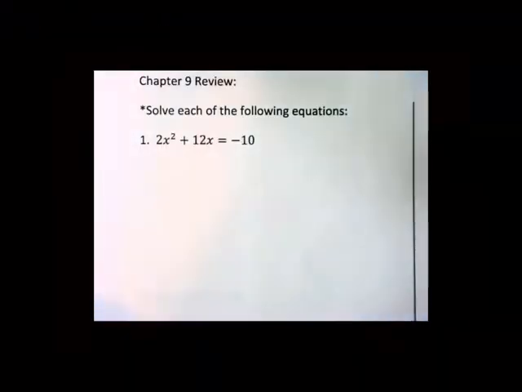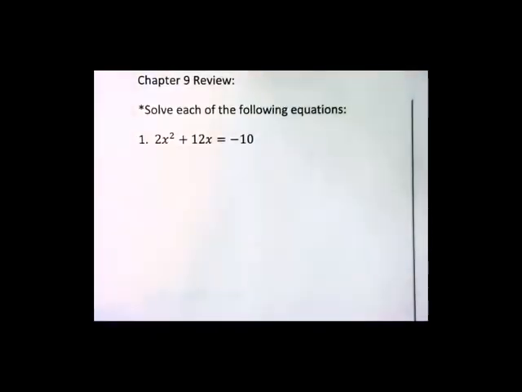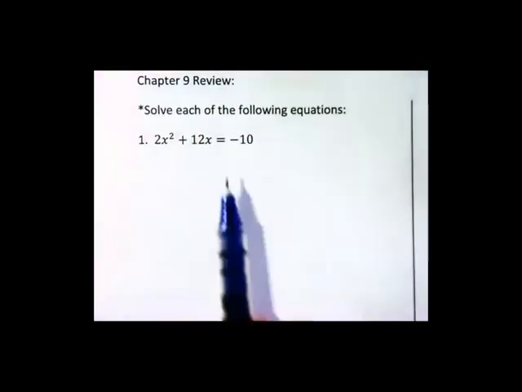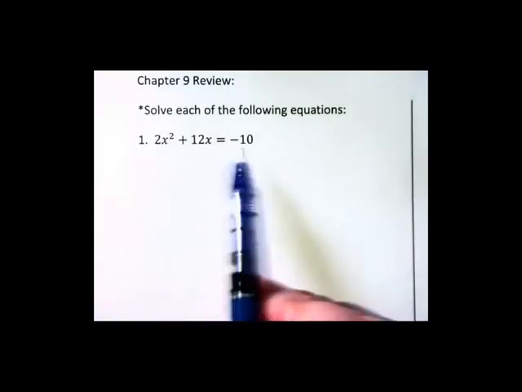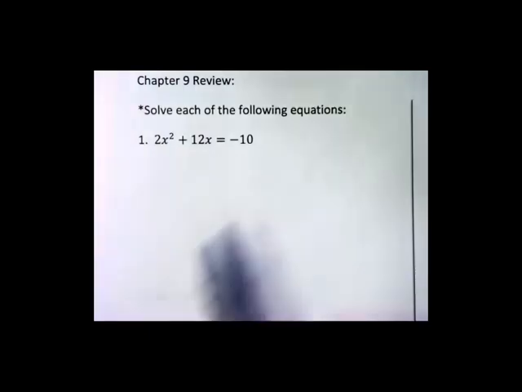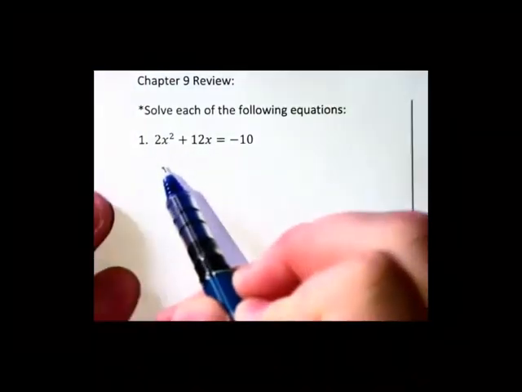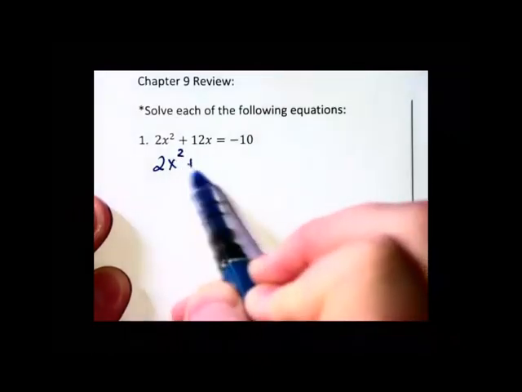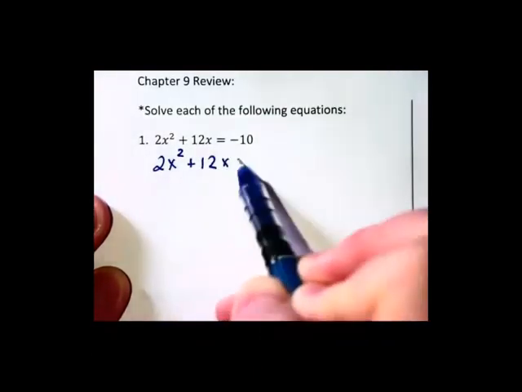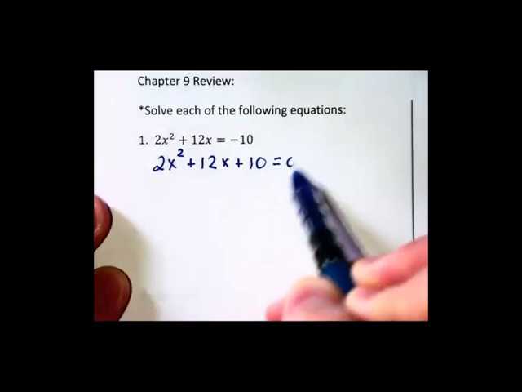We have 13 problems here in front of you, which pretty much summarize solving quadratic equations. So let's begin with this first one here. We notice that it is not set equal to 0, as all quadratic equations should be. So we begin by adding 10 to both sides. We get 2x squared plus 12x plus 10 equals 0.